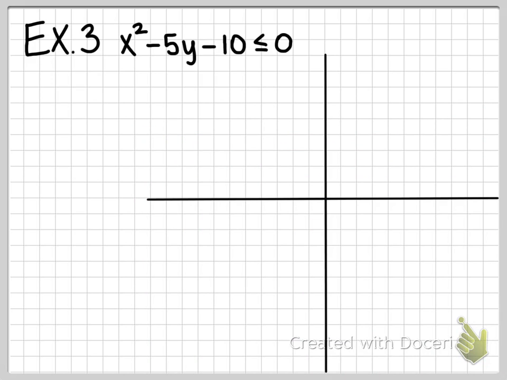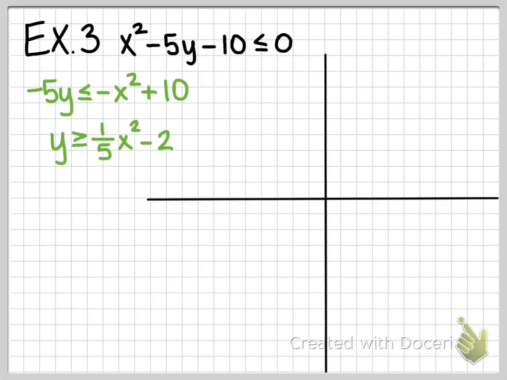Okay, now for number 3, I've got x squared minus 5y minus 10 is less than or equal to 0. Again, I need to get y by itself first. So I move the x squared to the other side, and I have negative 5y is less than or equal to negative x squared plus 10. Now I need to divide everything by negative 5. When you divide an inequality by a negative number, it's going to flip the inequality. So this becomes y is greater than or equal to 1/5 x squared minus 2.